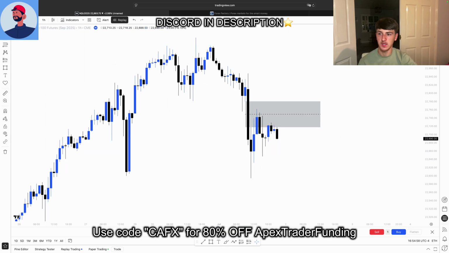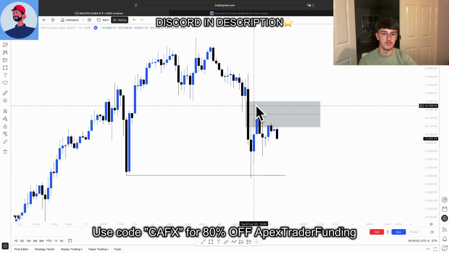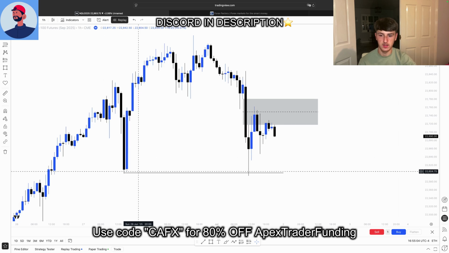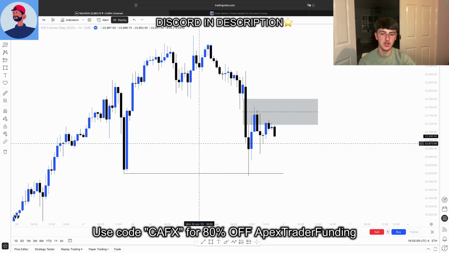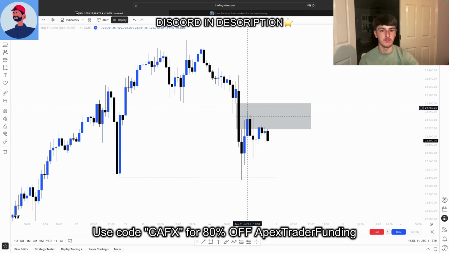All I want to see is essentially a sweep of liquidity, okay, and a clear and obvious gap, which you can see we've got here. Okay, we've perfectly swept this swing low to the left with this hourly candle, okay, and we've left behind a clear and obvious bearish gap.